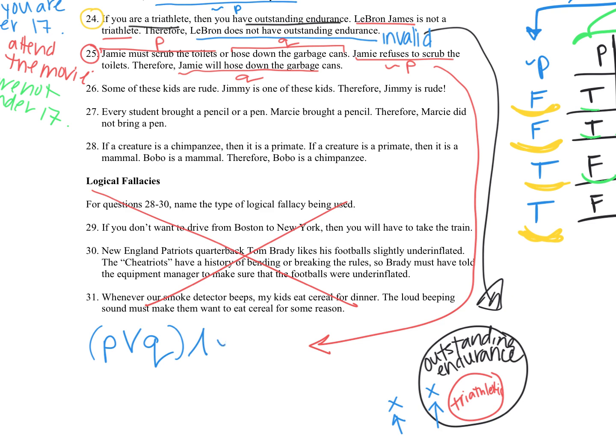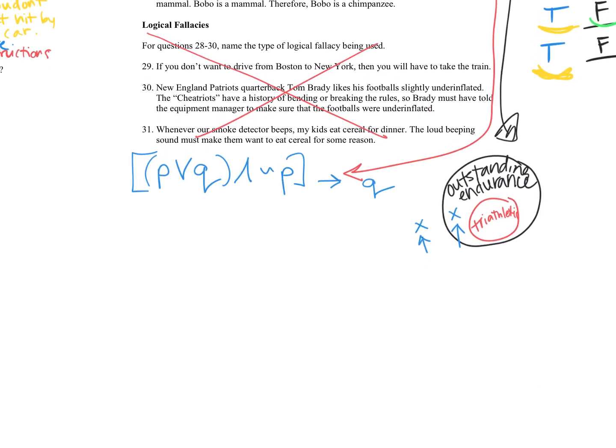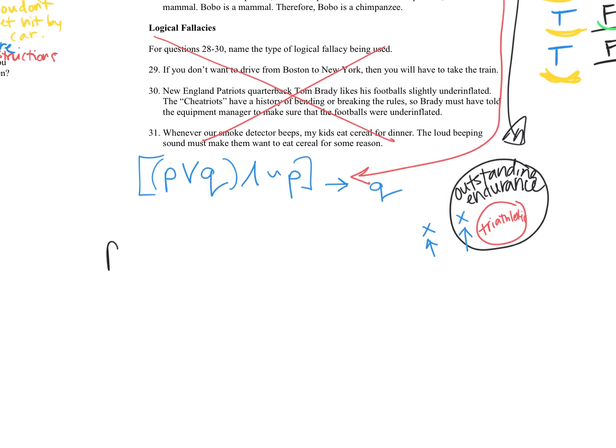And negation P. So that's all the situation that's going on. We want to see if this will imply that Jamie will in fact hose down the garbage cans. So it implies Q. That's our goal there. So let's put down, we need P's and Q's. We need P or Q. We need a negation P. We need this whole entire statement itself. I'm just going to stick it in here. And then we're going to also need the whole entire conditional. We'll put that right here.